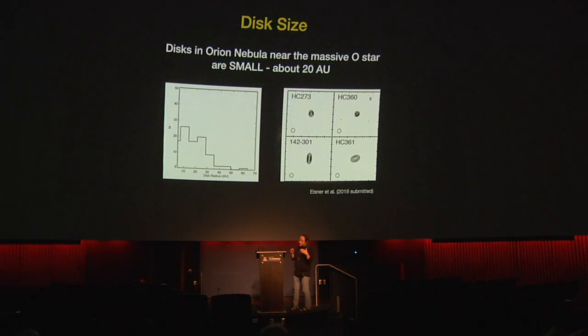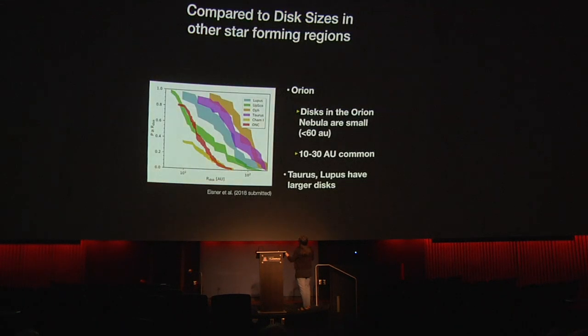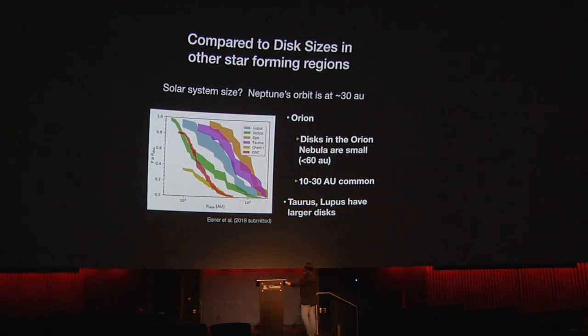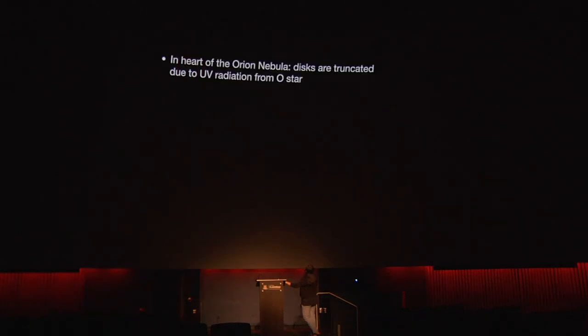These are the heart of Orion, very near stars. Okay, this is disk size. We have compared, I just wanted to show that we compared with other star-forming regions. We actually show that this is Orion, and basically they are smaller. So compared to low mass, we are small. We have some measurements. It's from our ALMA result by Josh Eisner and our team.